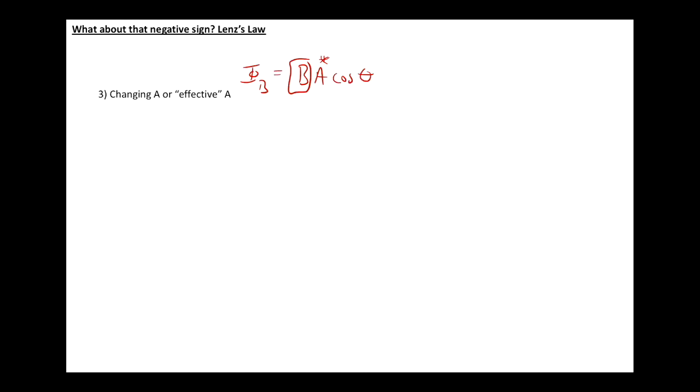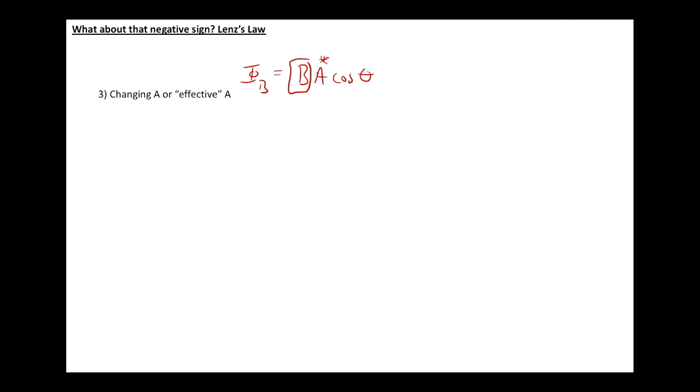That's like I've got a loop of wire, and all of a sudden it just magically gets bigger. I'm not real sure how that's going to happen. So that seems a little bit strange. A better way to deal with that is to think about A cosine theta. If I were to tilt the loop of wire, we once again have a case where there's less space for the field lines to get through.